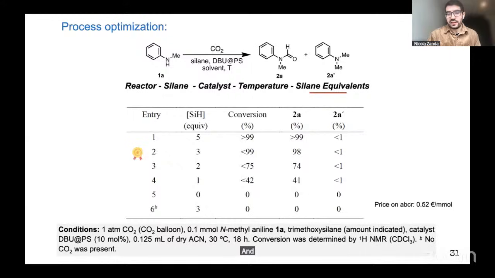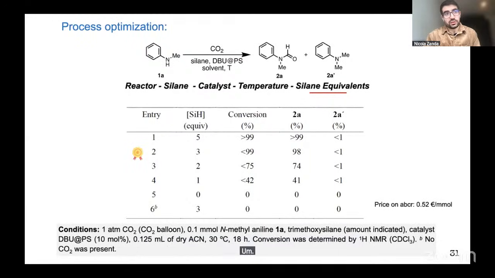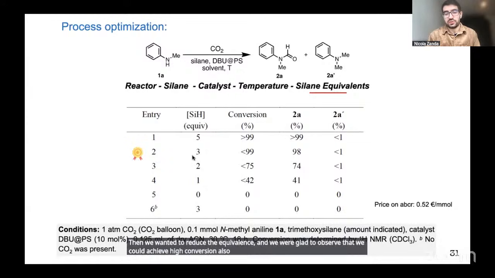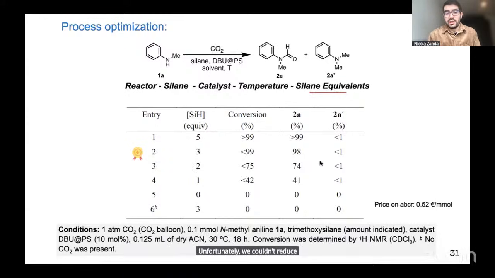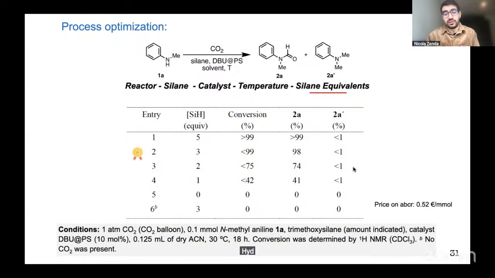And in terms of the silane equivalence, of course, since we were purchasing these reagents and at that specific moment they were not that easy to retrieve, we wanted to reduce the equivalence, and we were glad to observe that we could achieve high conversion also using 3 equivalents of silane. Unfortunately, we couldn't reduce it to 2. And this issue is probably due to the side reaction that I mentioned before. So part of the silane is wasted in the generation of hydrogen rather than in the actual reaction that we want.